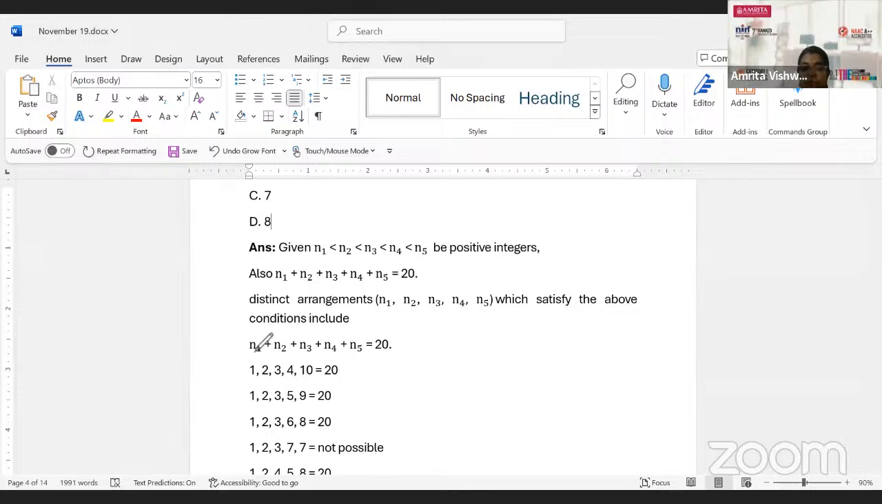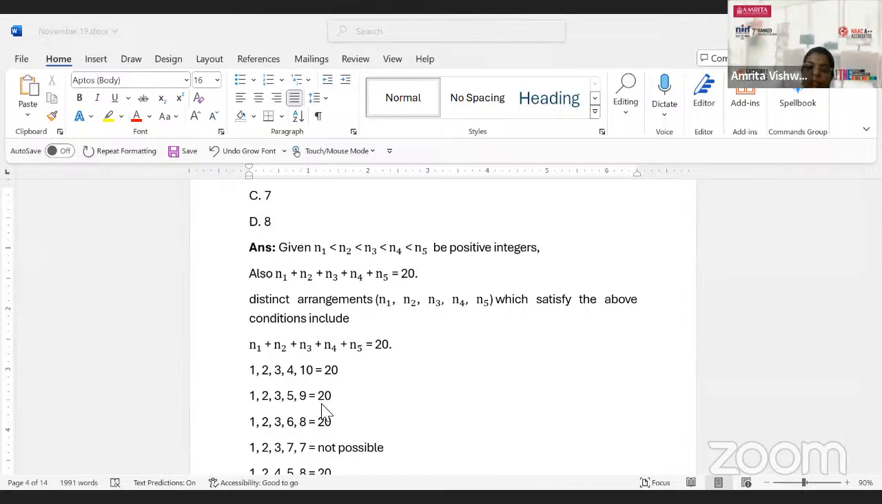So if I'm just going to take the positive numbers 1, 2, 3, and 4, it's already 10. So the last number can be 10. In the same way, if you're going to arrange the terms, I'm just going to write 1, 2, 3. Then 4, if I'm incrementing to 5, this can be 9. If 5, I'm incrementing to 6, this can be 8. When it's 7, then the next number has to be 8, and that combination is not at all possible.